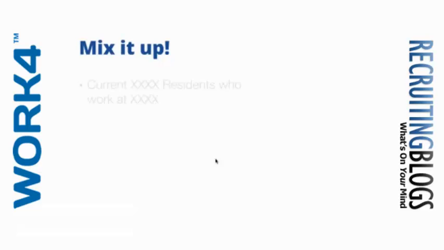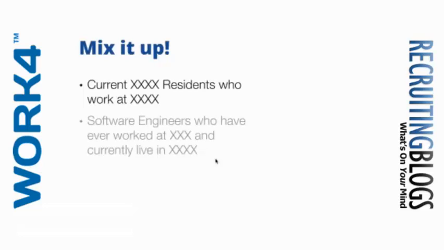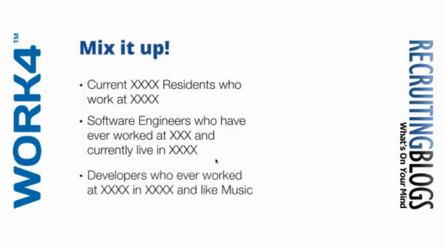You can mix up these searches. You can say, I want to find current Seattle residents who work at Microsoft, or software engineers who've ever worked at Microsoft and then currently live in Vancouver, for example. And this is another real unique area where graph search can find new candidates: developers who've ever worked at a certain company in a certain city and like music.